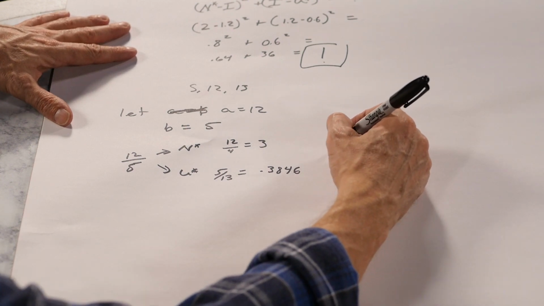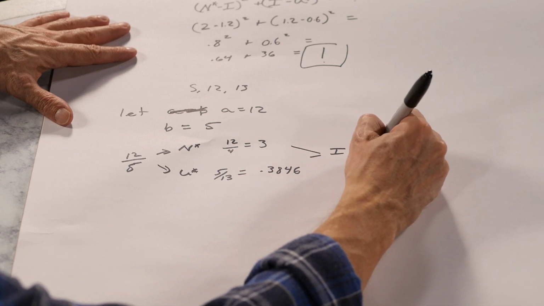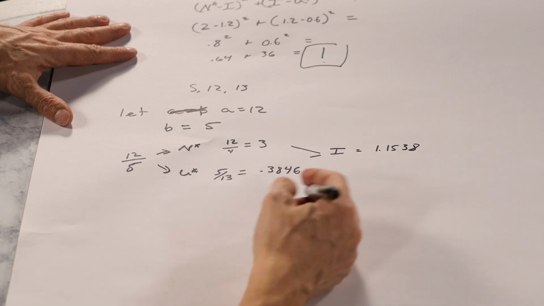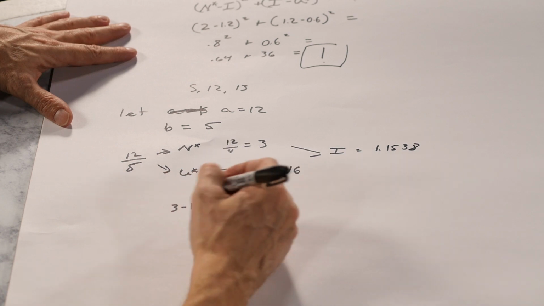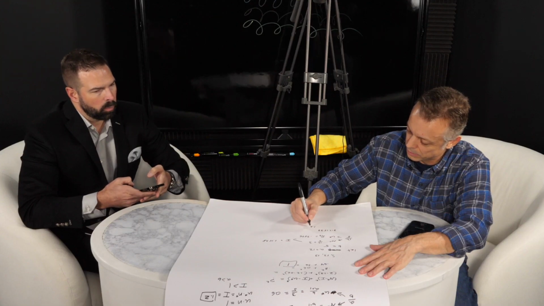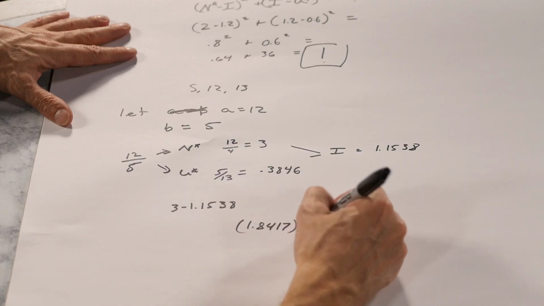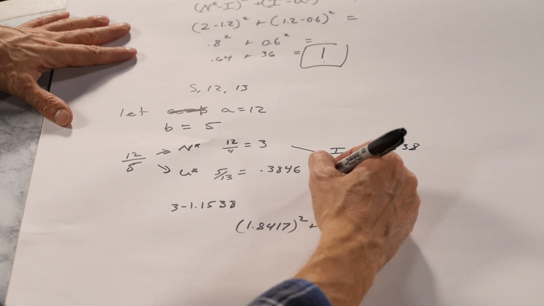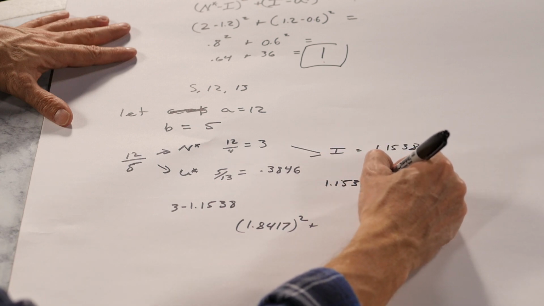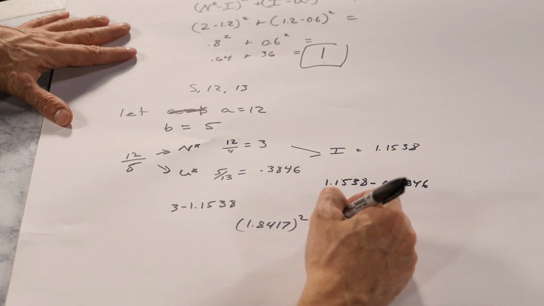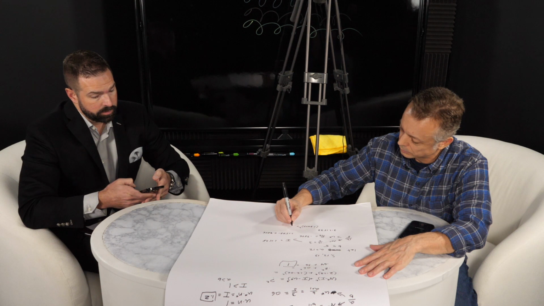All right. So now, what's 3 times 0.3846 so we can solve for I? That's 1.1538. Okay. So 3 minus 1.1538 is 1.8462. Okay. And then we need to now do 1.1538 minus 0.3846, which should be 0.7692.